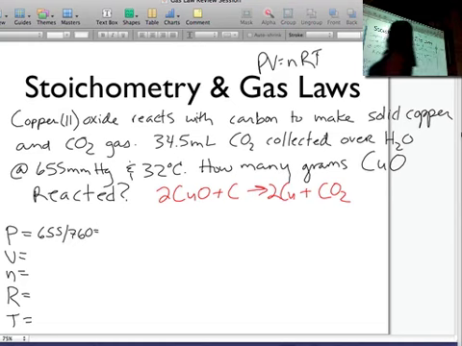Okay, so we gotta use Pivnert. What are we using Pivnert to find? Moles. How many grams of... No. Like what gas are we talking about? Copper oxide. That's not a gas. Carbon dioxide. These are going to be on the test. All right, carbon dioxide gas. What do we know about carbon dioxide gas?